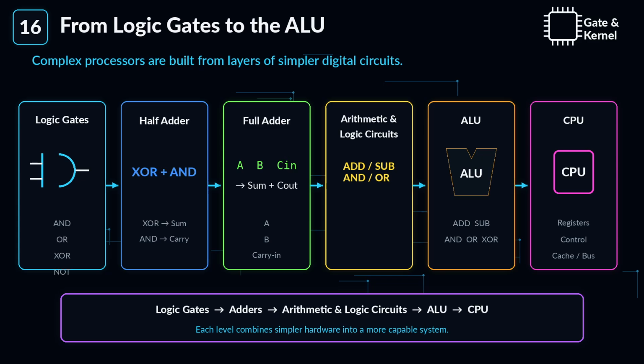A modern processor may execute billions of instructions and contain an enormous number of transistors. But the underlying principles do not begin with something mysterious. They begin with very simple electrical switching. Step by step, simple circuits are combined into more powerful circuits. And eventually, those circuits become the hardware that executes software.